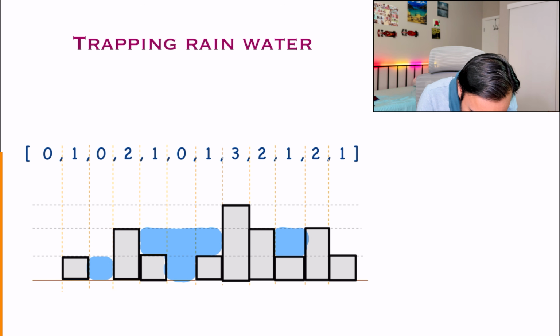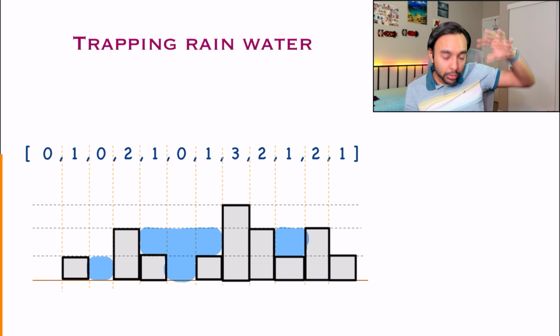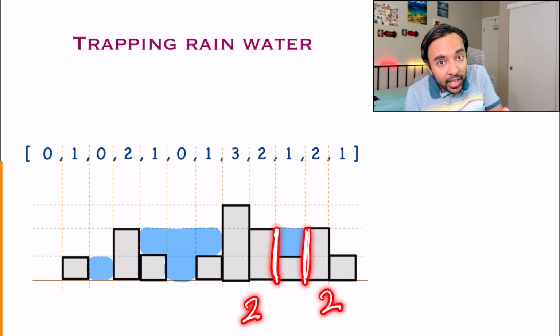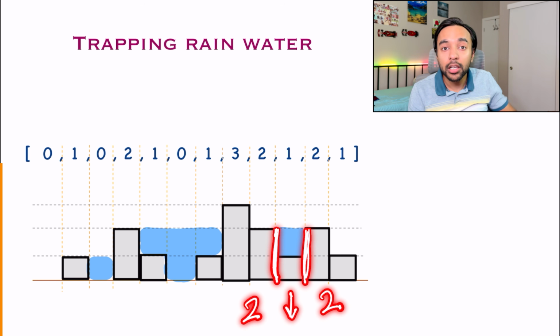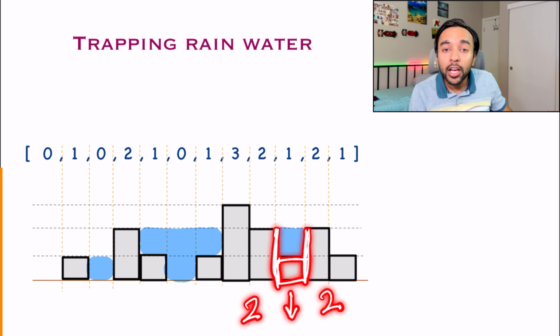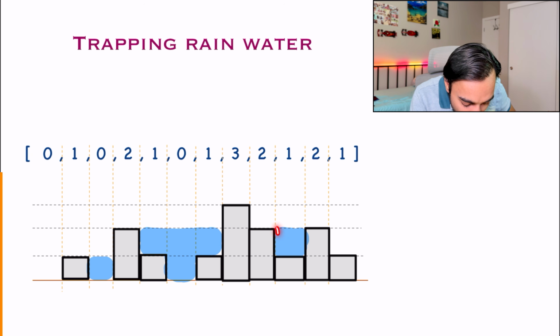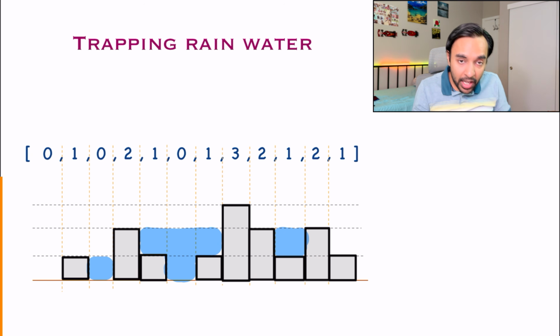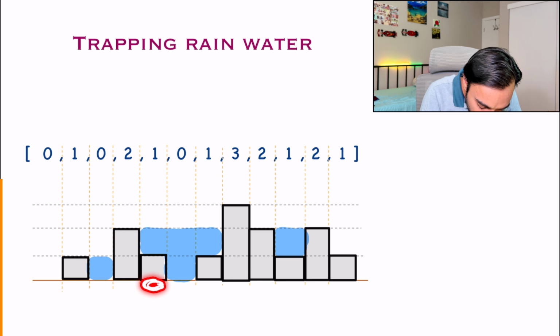But check out this particular unit. You see that you have a wall of height 2 on the left and you have a wall of height 2 on the right. But can you trap 2 units over here? No, because this building already has a height of 1. So how much water can you trap? Whatever is the minimum height out of left and right, minus your current height. Once again, check out this particular location.